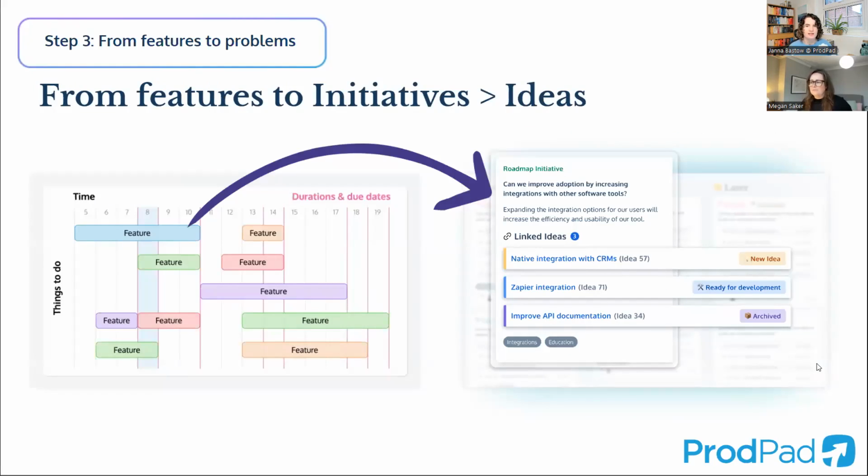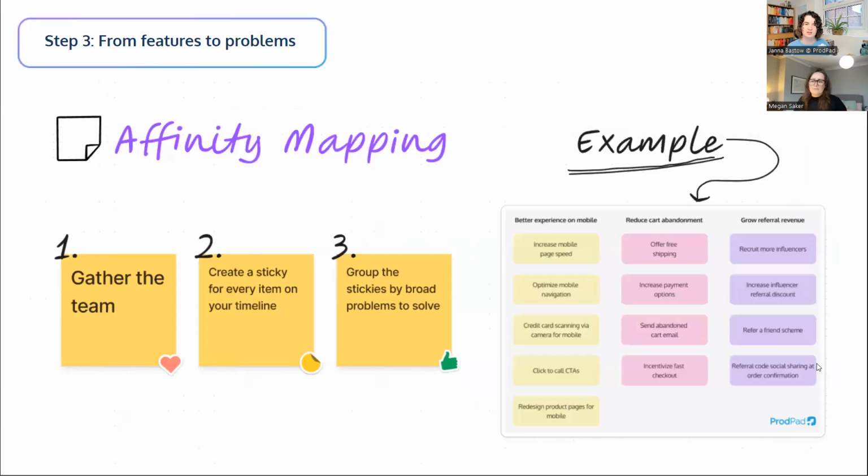So how do you take these ideas from your timeline and convert them into this initiative ideas structure? Get yourself a whiteboard. We're going to step away from the usual tools and just follow these steps. This can be a digital whiteboard or your own whiteboard, but basically you're going to make a sticky note for every item on your timeline roadmap and stick them to the board.